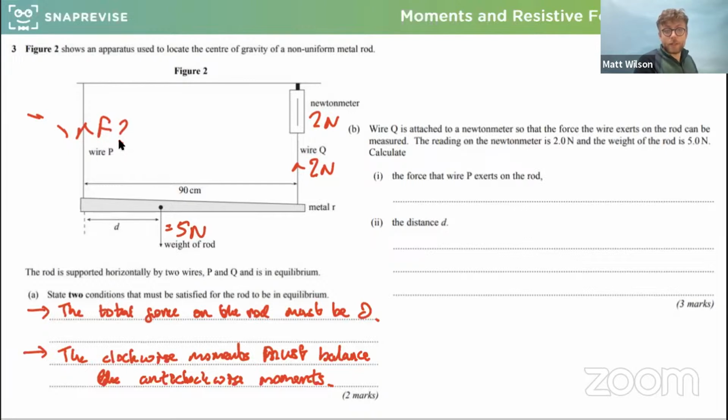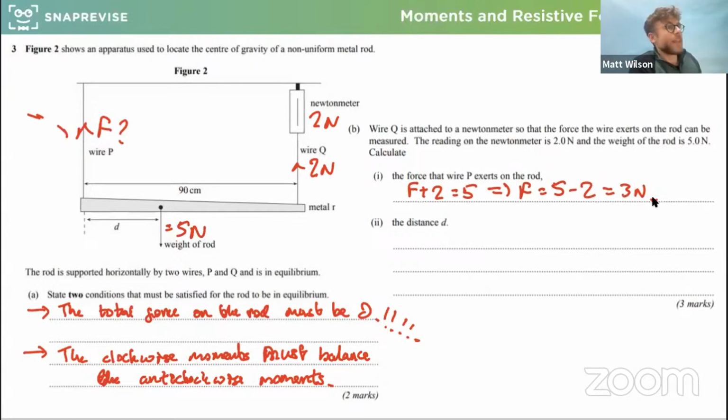Calculate the force that wire P, so this is the one they want, exerts on the rod. Okay, so here we're going to be using the first of these principles. We're in equilibrium. We know that the upwards forces, which is F plus 2, must equal the downwards force, which is 5. So that implies that the force due to P is 5 minus 2, which is 3 newtons.